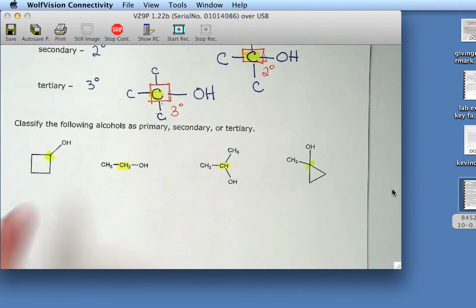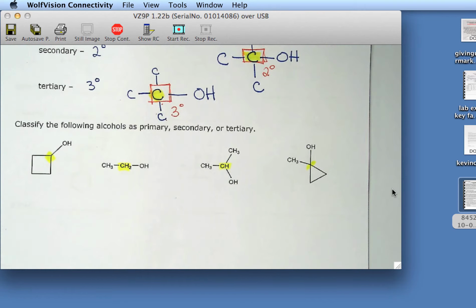So this first one, what would it be? Primary. Good. So primary. Is that right? No. It's tempting. Tertiary. I'm glad I'm getting an array of responses: primary, secondary, or tertiary. With these geometric formulas, it is very easy to make mistakes on classifying alcohols. So be careful.